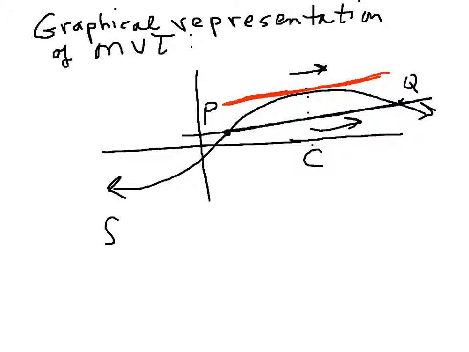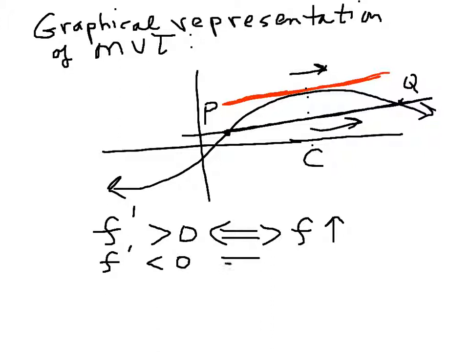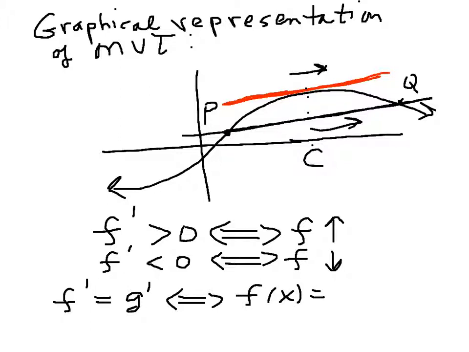standardize what we've already known, which is that if the derivative is greater than 0, that happens exactly when the function is increasing. And similarly, if the derivative is negative, that means that the function is decreasing. And finally, if we have two functions where the derivative of one is equal to the derivative of the other, that only happens when one of the functions is really just a vertical translation of the other. So those are fairly simple implications that follow directly from the mean value theorem.